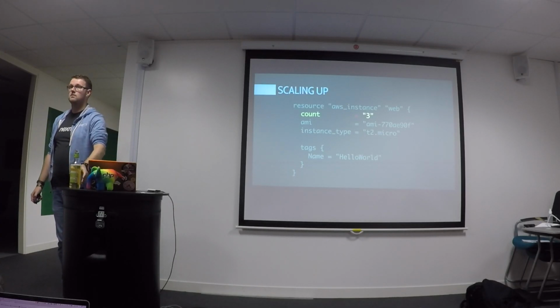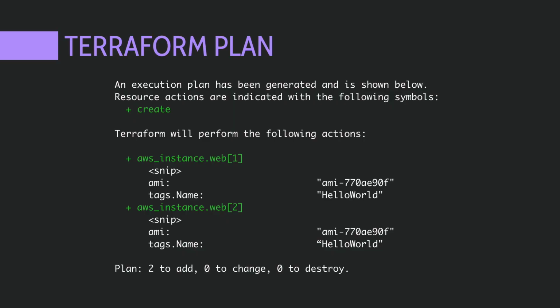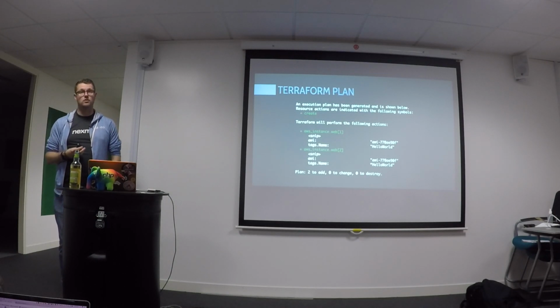We just tell Terraform, instead of having 1, implicitly it has count equals 1 internally, but we can override it. And the next time we run Terraform plan, it's clever enough to detect that we already have 1 instance, and it just wants to add 2 more, bringing our total to 3. Once we run Terraform apply and actually make these changes, we'll have 3 instances running instead of 1.